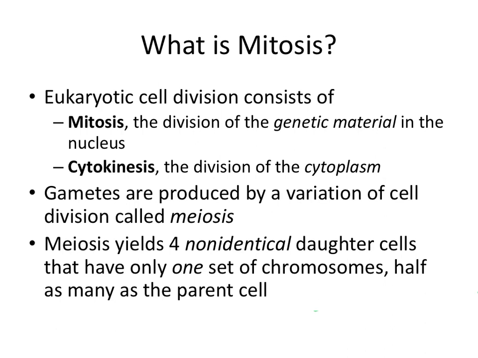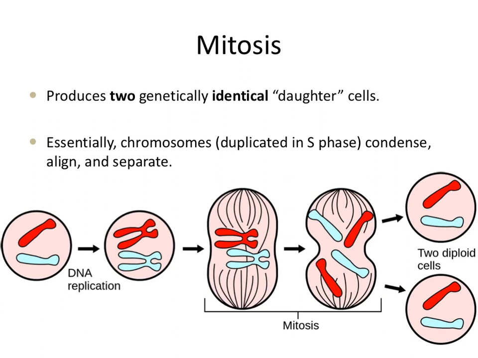Again, in meiosis, we have 4 cells, and they're not identical. Mitosis, on the other hand, is not going to give us 4 cells. It gives us just 2, and they're identical. Basically, how mitosis works is the chromosomes, which have been replicated in S phase, line up in the middle of the cell, they pull apart and make 2.